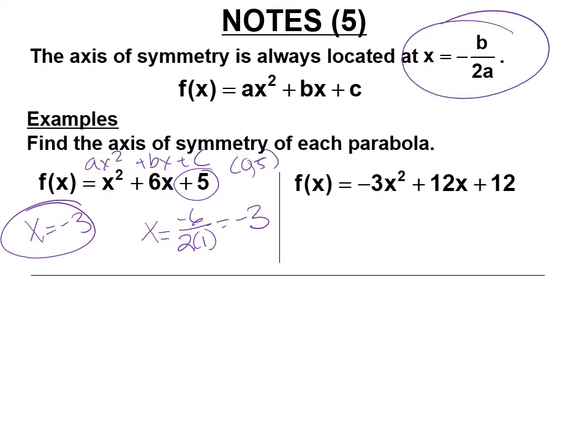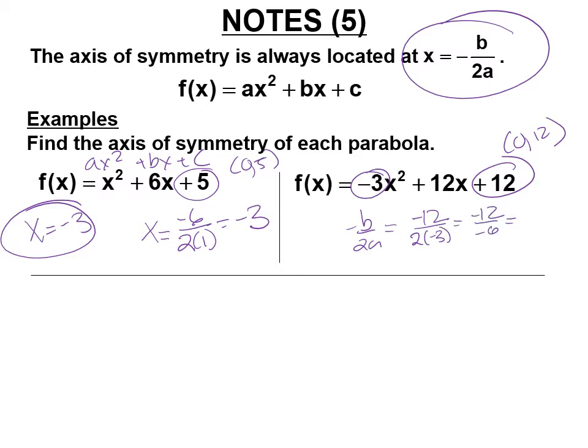Let's do another one. In this one, it's still negative b over 2a. Once again, there's the y-intercept 0, 12. The axis of symmetry is located at -12 divided by 2 times -3. -12 divided by -6. It's at x equals 2. It's a vertical line in which every x-coordinate is 2.